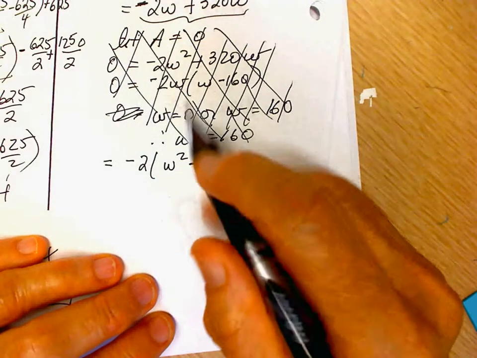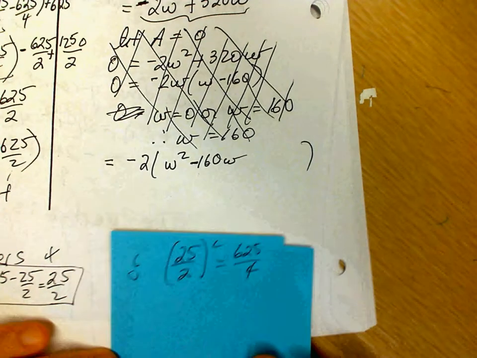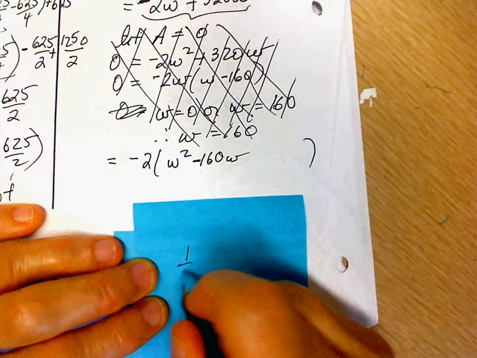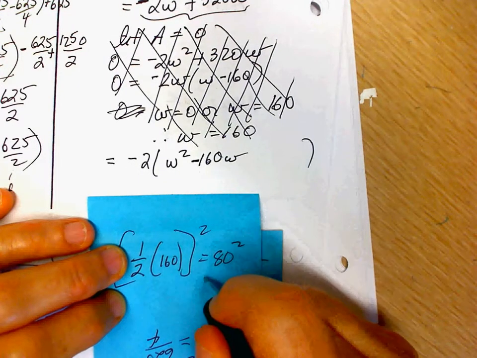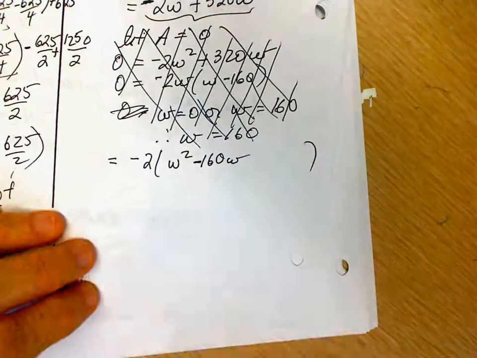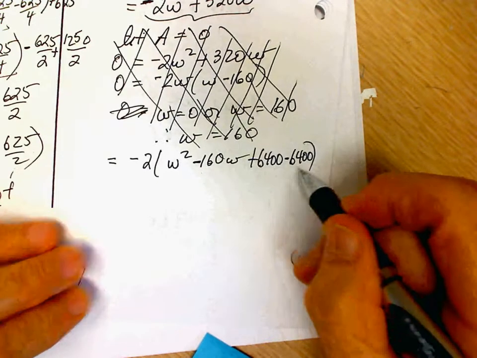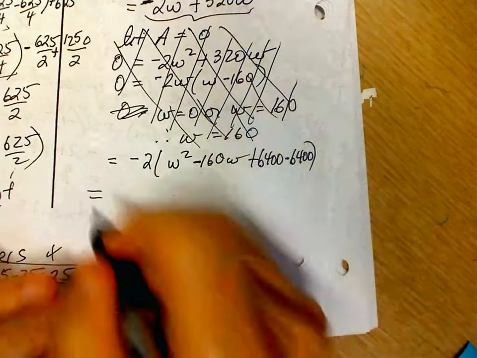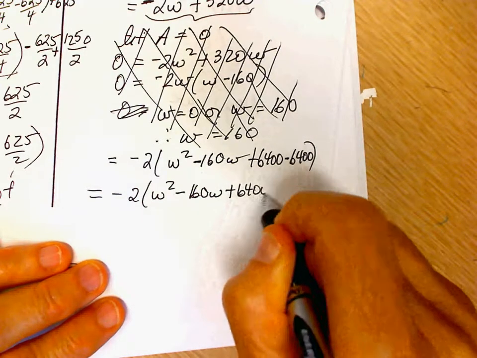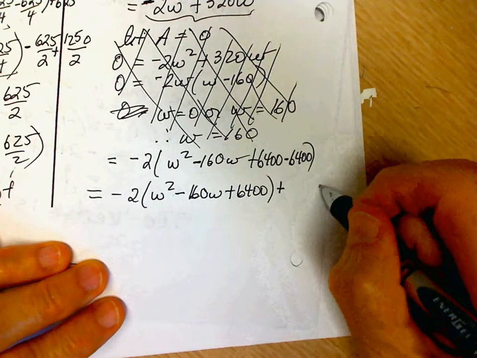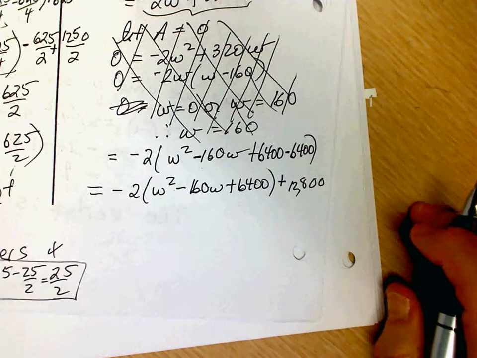Okay, so we have to complete the square. Go one half times 160 and square it. So that's going to be 80 squared equals 6400. So we have to go plus 6400 minus 6400. We added and subtracted inside the brackets. Let's kick that guy out. And we're going to have to multiply that by 2, so that's 12,800. So now we can answer our questions.